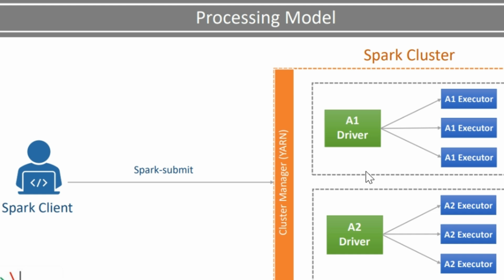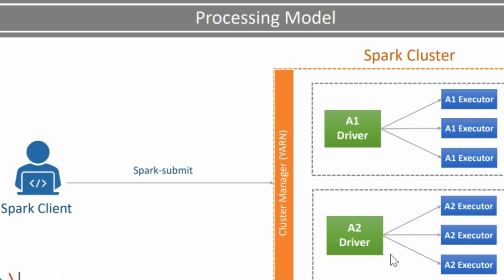Now A1 and A2 are two independent applications. Both of them are following the master slave architecture, as we can see here, and they each have their own dedicated driver and executors. Every Spark application applies a master slave architecture and runs independently on the cluster. This is how Spark is a distributed computing platform.